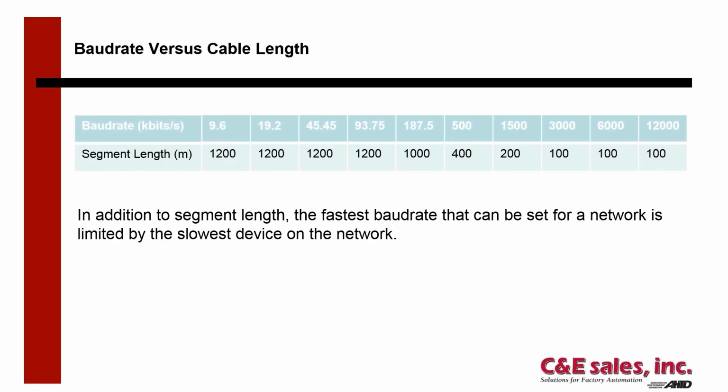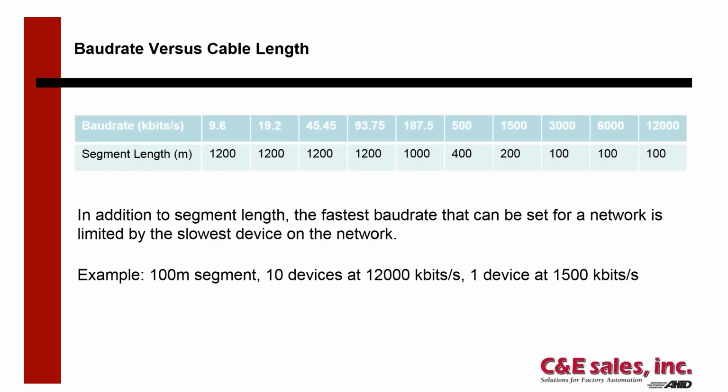All right. In addition to segment length, the fastest baud rate that you can set for a network is limited by the slowest device on that network. So what I mean by that, let's take an example: if we have a 100-meter segment, obviously, if you look at the chart, we can talk 12 megabaud. But let's say we have 10 devices that can talk 12 megabaud, but we have one device that's limited to 1.5 megabaud. Well, how fast can we set that network for? What's the max baud rate? The max baud rate that we can set that network for is 1.5 megabaud.